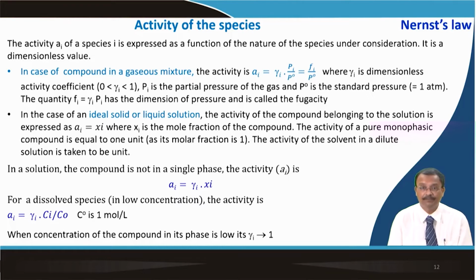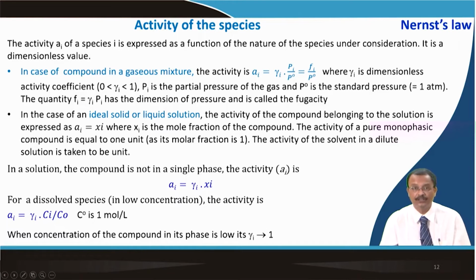So, it is basically a dimensionless value. In case of a compound in a gaseous mixture, the activity can be related with this dimensionless constant gamma i and the partial pressure of that particular gas, and P0 is the standard pressure, which is taken as 1 atmosphere. The quantity f, that is equal to gamma i and the partial pressure of this gaseous product, is called fugacity.